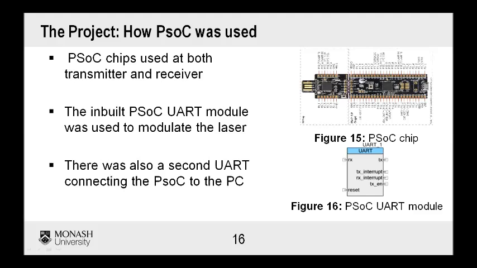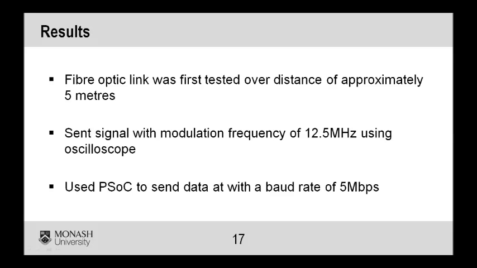PSoC chips were used to provide the switching drive current for the transmitter and to receive the transmitted data stream. The inbuilt PSoC UART module was used to modulate the laser at the transmitter. A second PSoC at the receiver uses the UART module to connect to the PC, where Termite serial communication displays the received data stream. Now we're going to talk about the results for a bit.